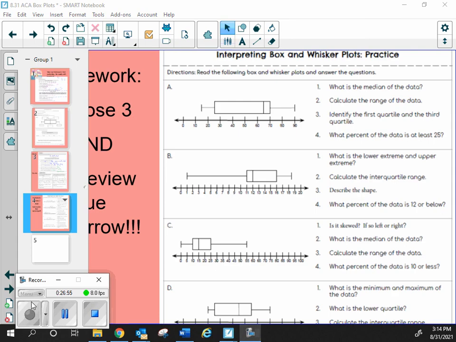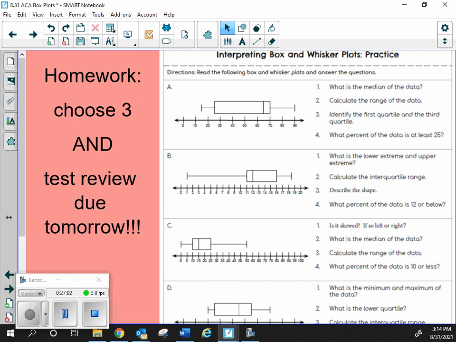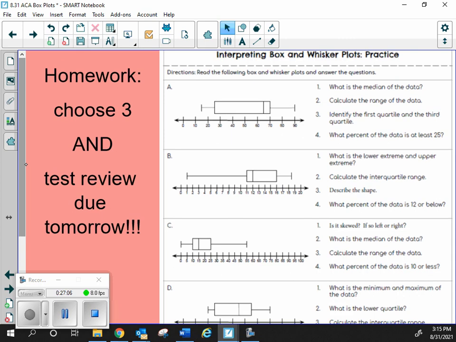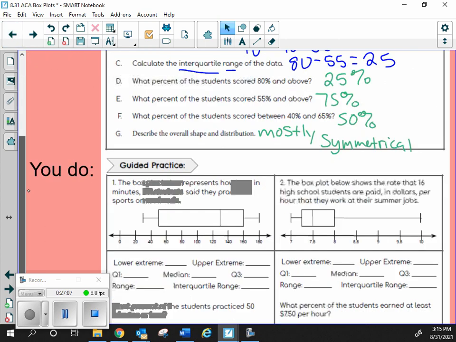Okay, guys, you can check those last two problems on your own. For the homework, make sure you do the test review that we started in class. Then from the homework page, just pick 3. Again, on the bottom of this page, you can check those.